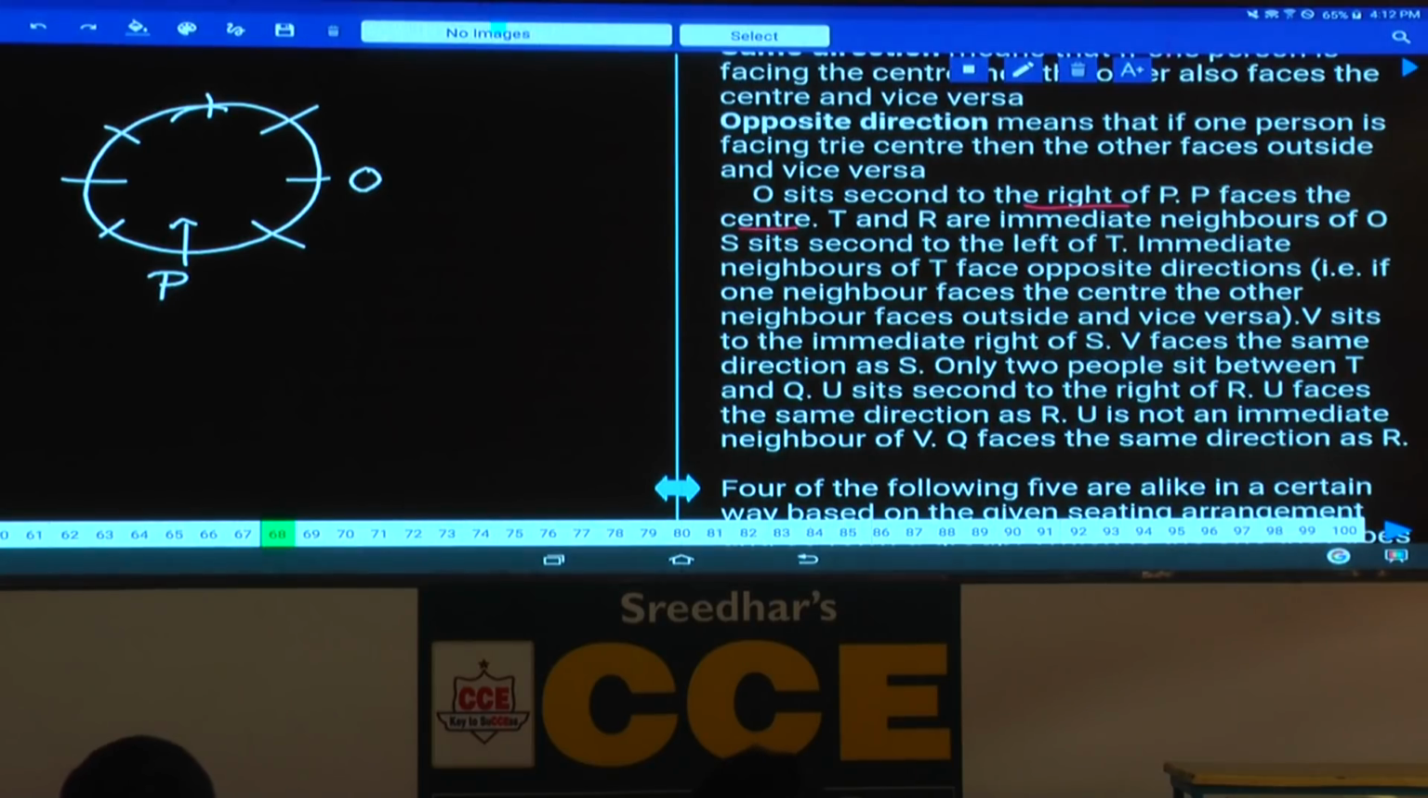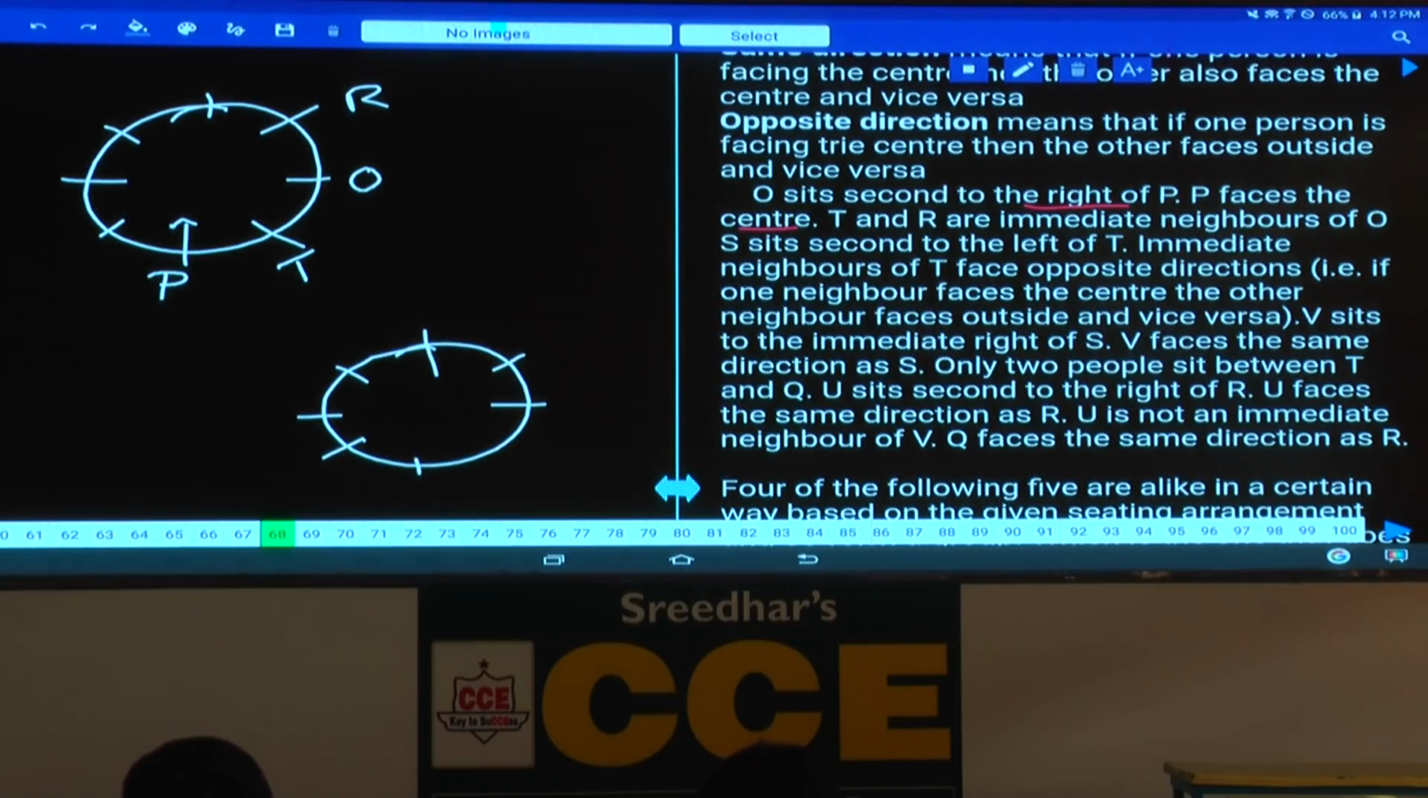T and R can be like this. Then what is the other possibility here? The second possibility can be 1, 2, 3, 4, 5, 6, 7, 8. Now P is here, then O is here, and T is here and R is here.